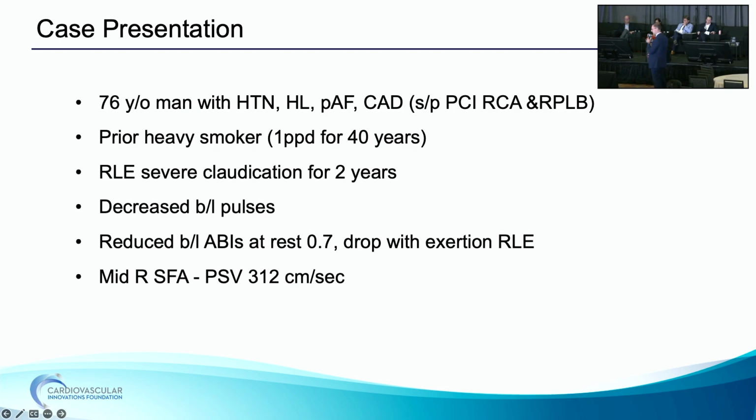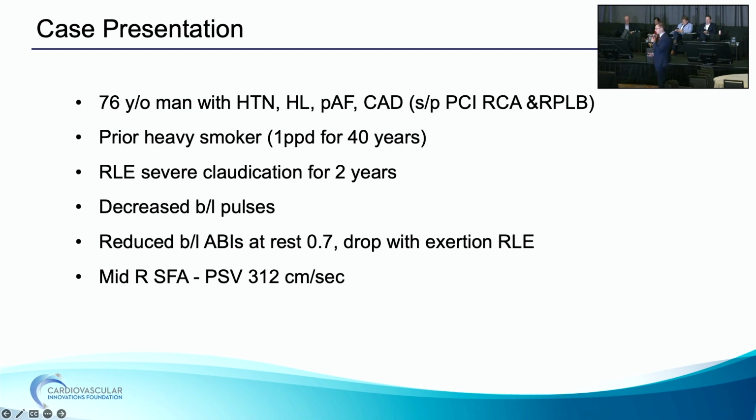This is a patient that I've been taking care of for many years, a 76-year-old man with all the regular risk factors, hypertension, hyperlipidemia, had coronary disease, very extensive PCI to the RCA, the whole RCA and RPLB have been stented, was a prior smoker. After the PCI, he finally quit smoking. So one good thing. Developed right lower extremity claudication for a couple of years.